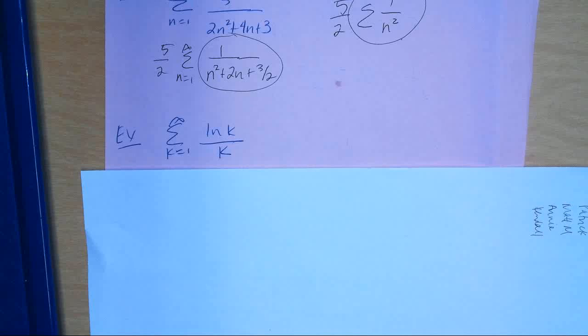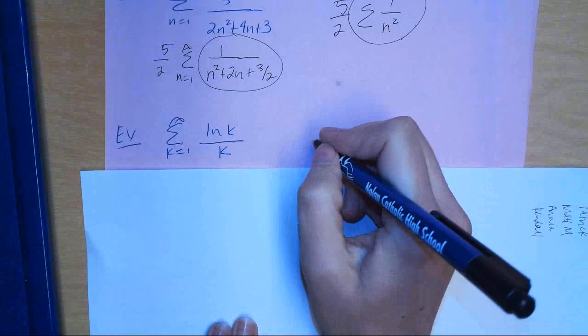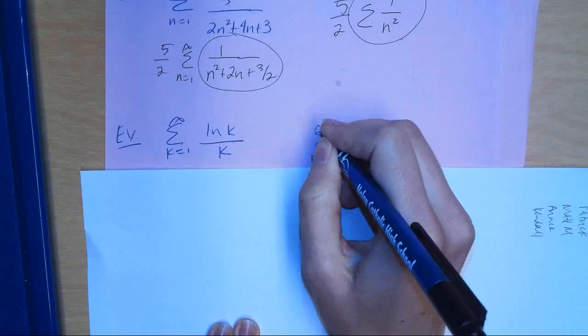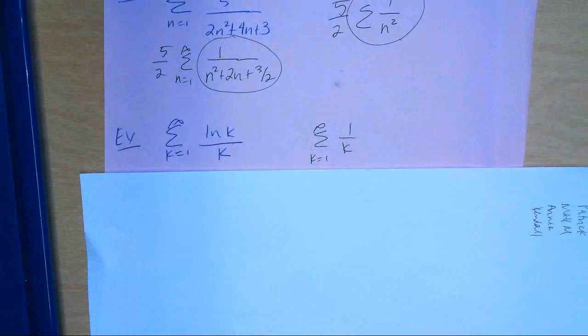What does this remind you of? P series or geometric series? You can find it. It's right up here somewhere. I'm not tricking you. Yeah, this is a p series where p is 1. Okay, so we're looking to compare this to 1 over k. Is this divergent or convergent? Divergent. Why? Because p is equal to 1.